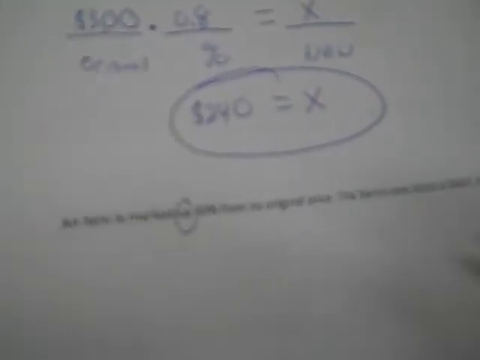Okay, next problem. An item is marked up 30% from its original price. The item's new price is $650. Find its original price. Again, the up signals a change in percent. So I take 100% and I plus 30%. That's 130%. Now I divide it by 100. And that's 1.3. So let's set up our original times our percent equals my new. Original, percent, new.